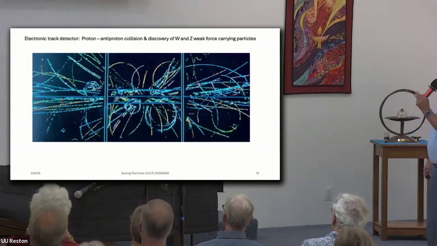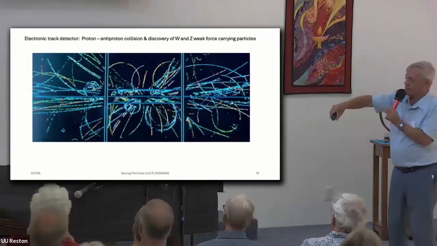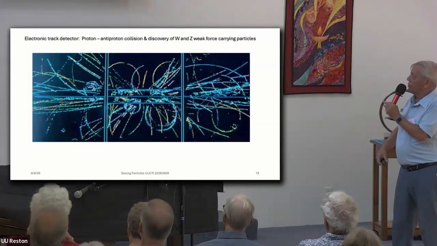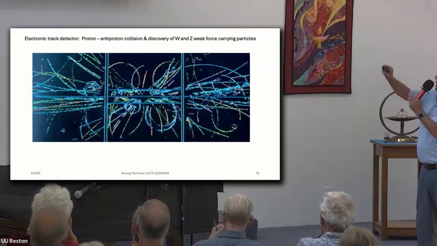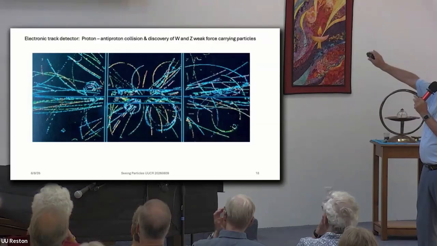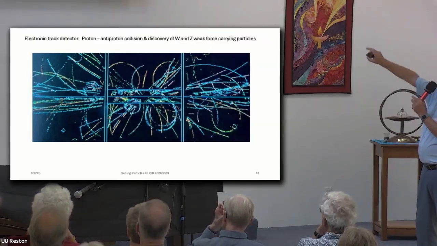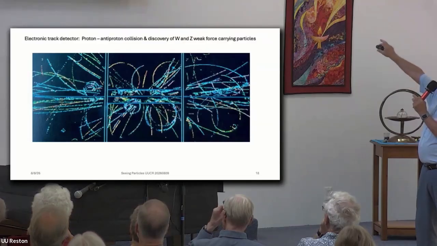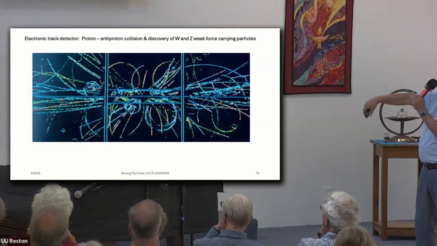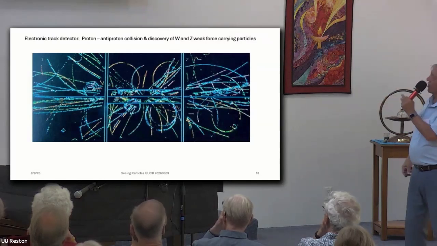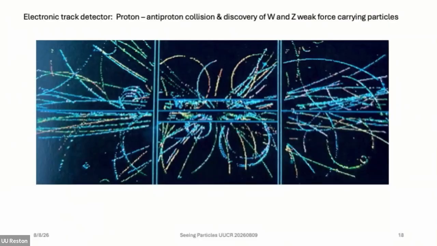This is a picture from a proton-antiproton collision at CERN. They had this Super Proton Synchrotron, and Rubbia and Van der Meer had the idea of putting antiprotons in the opposite direction. So here's a picture from this electronic bubble chamber. The beams are going across from left to right, colliding in the middle. A proton collides with an antiproton in the middle and produces all these particle tracks that are recorded electronically. And this led to the discovery of the W and Z bosons, force-carrying particles.